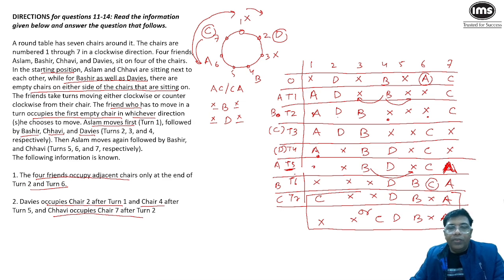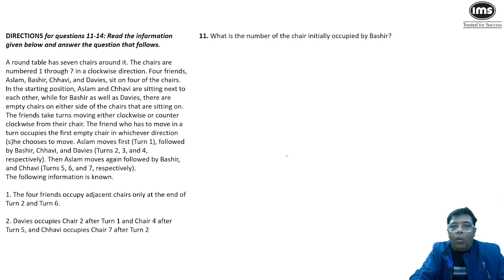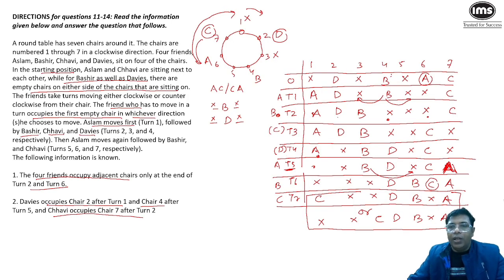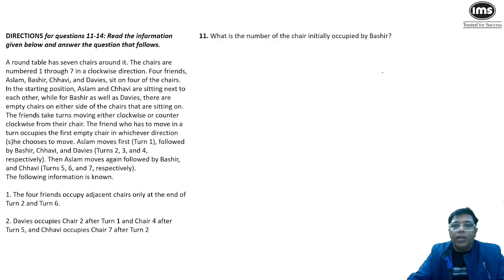So now based on this, we can answer the questions. Let's look at question number 11. What is the number of the chair initially occupied by Bashir? Initially, Bashir is occupying chair number 4. So I think the correct answer will be chair number 4. So essentially it's a direct question. So my answer is going to be 4.